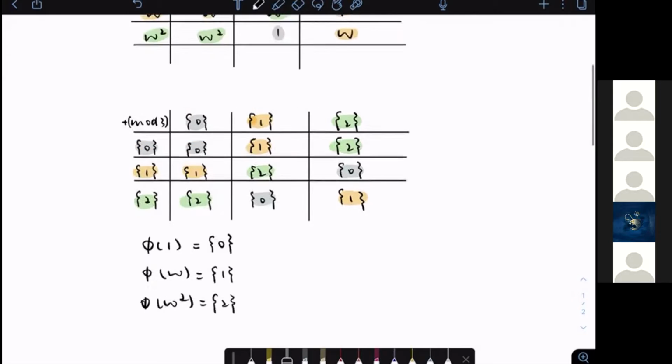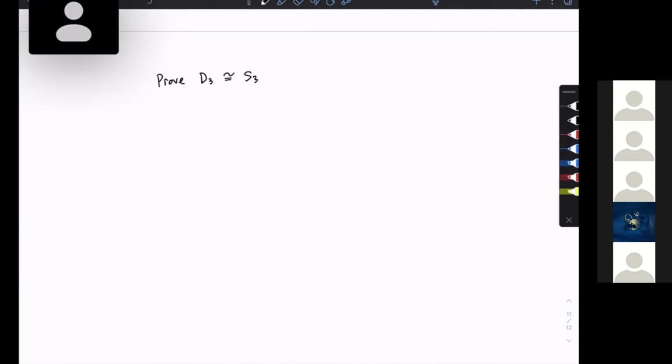It is the isomorphism. So next, we are going to talk about how to prove D3 is isomorphic to S3. Here we want to find an isomorphism between these two groups. First, we should state the elements of the two groups respectively. For D3, by convention, it is a set of elements which contains E, R, R squared, F, FR, and RF. For S3, it is a little bit more complicated.